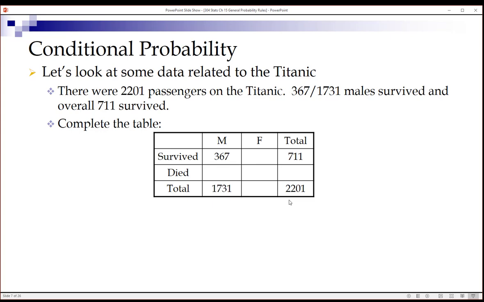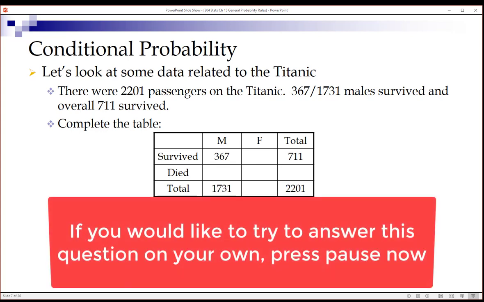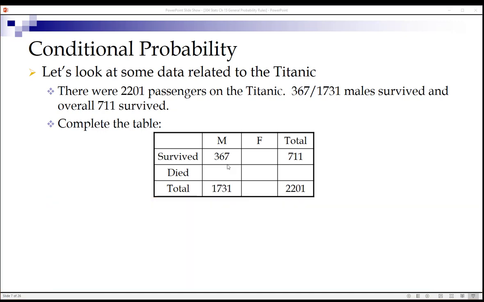Okay, let's go ahead and look at another example. Let's look at data from the Titanic. I have a table here that's incomplete and it has some missing information. Let's go ahead and see if we could complete this table given the information that we have. So we know that there were 367 males who survived out of a total of 711 people who survived. Also amongst the males, there were 1,731 total males on board the Titanic. There were also 2,201 people who were on board the Titanic, and that includes all the passengers as well as the crew.